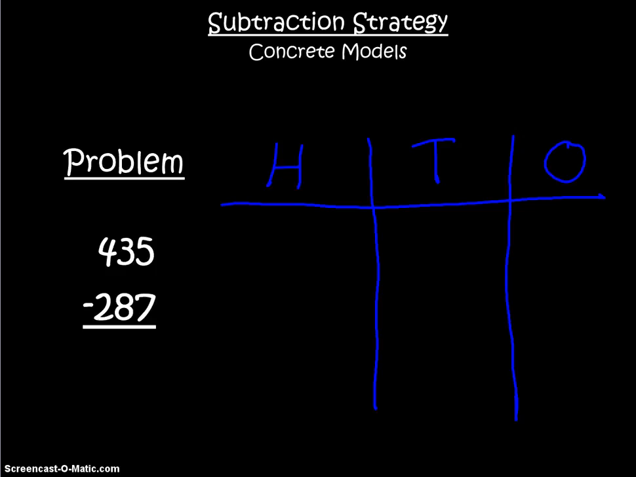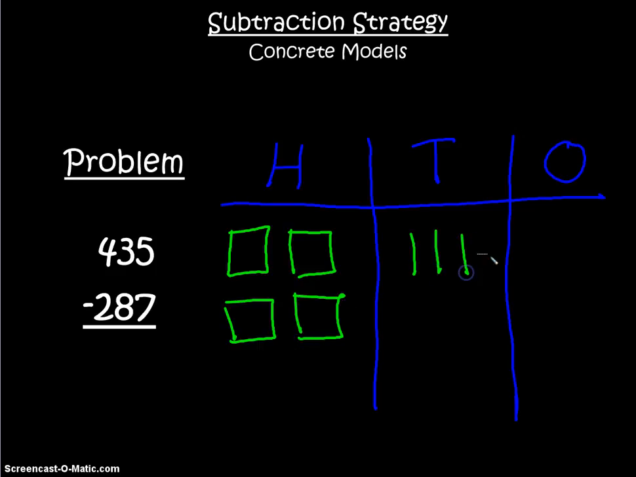Now that I've got that model, I'm going to start with my initial number, 435. That's how much I start with. So I'm going to show that by drawing 4 hundreds, 3 tens, 1, 2, 3, and 5 ones. 1, 2, 3, 4, 5.